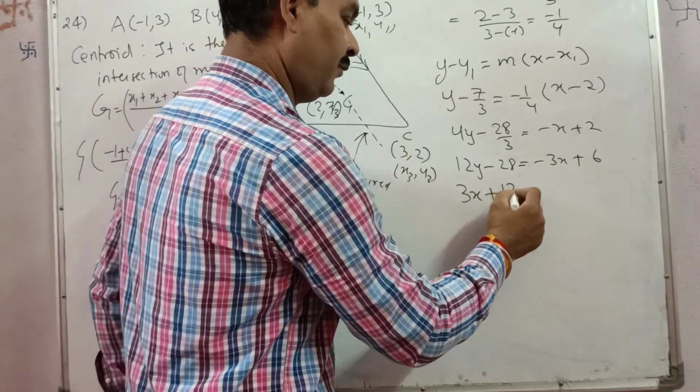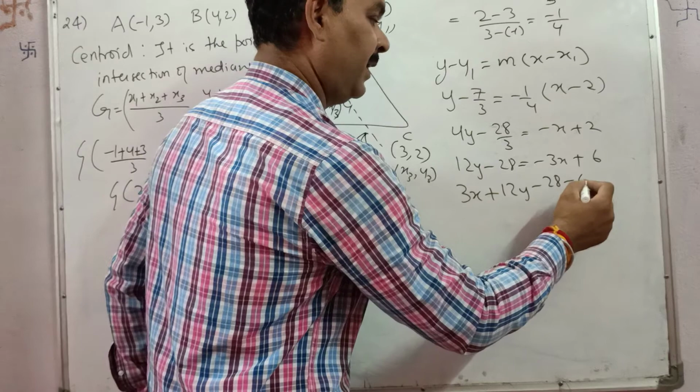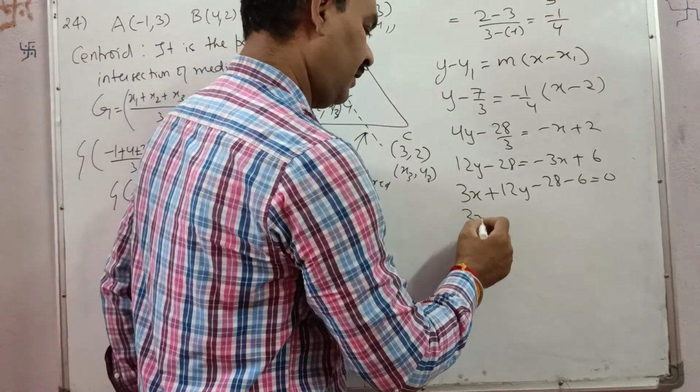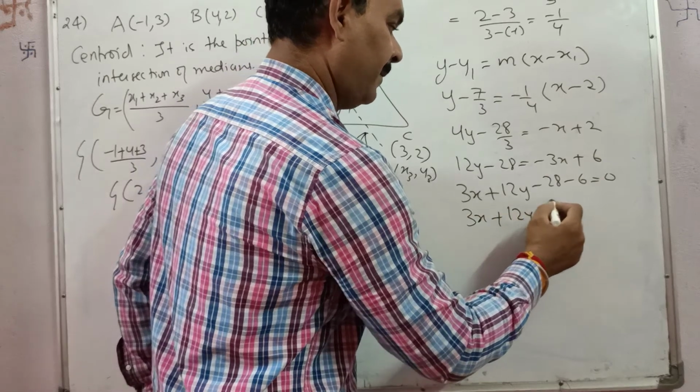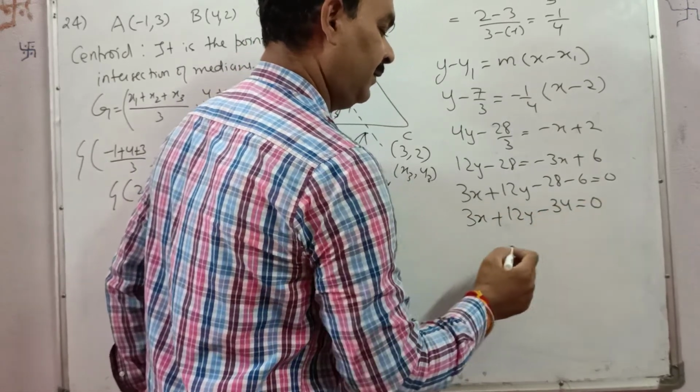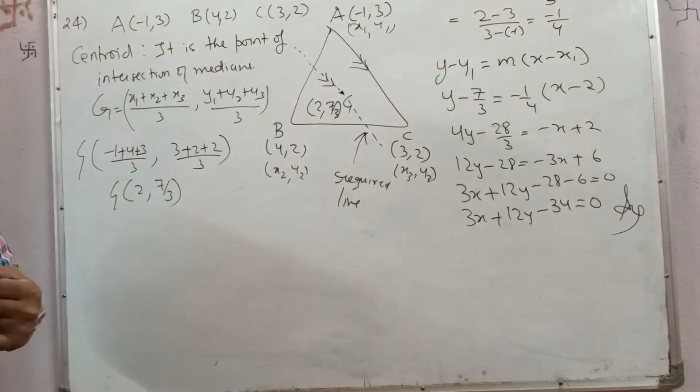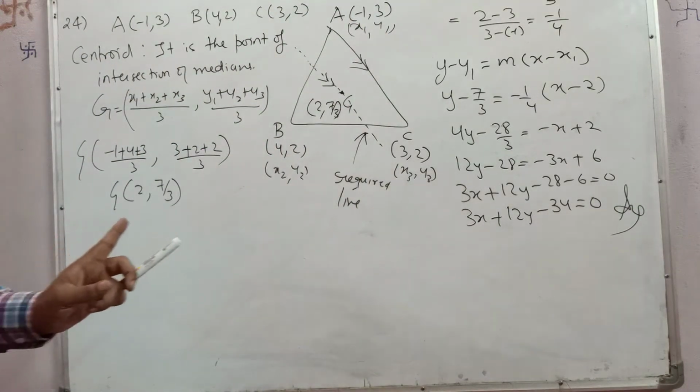3x plus 12y minus 28 minus 6 is equal to 0, or 3x plus 12y minus 34 is equal to 0, is the required equation of the line. I hope you people are understanding this.